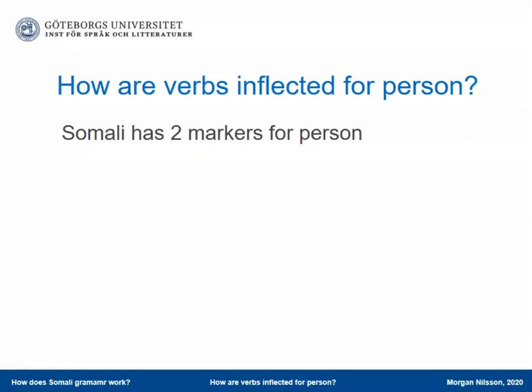How are these 7 persons expressed or marked in Somali? Well, basically there are only 2 markers, 2 morphemes that mark all these persons. An N is added to all the forms in the plural. So we and you and they in the plural all contain the suffix n.